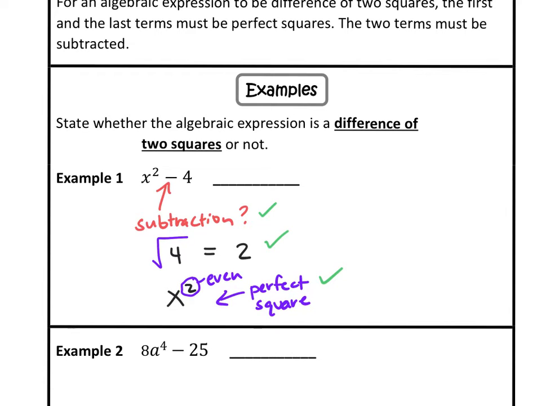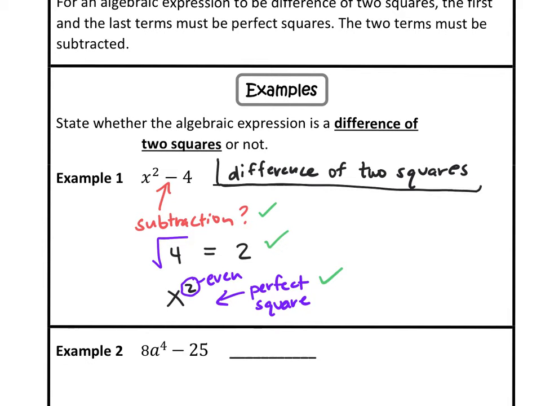So there's subtraction going on. The last term is a perfect square. 4 is a perfect square. And the first term, x squared, is a perfect square. So we're going to say that this is a difference of two squares. This is my answer, because we're just identifying if it is a perfect square or if it's not.